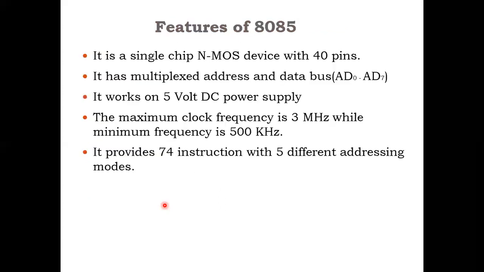Features of the 8085: it is a single chip NMOS device with 40 pins. It has a multiplexed address on the data bus, AD0 to AD7. It works on a 5 volt DC power supply. The maximum clock frequency is 3 MHz while the minimum frequency is 500 kHz. It provides 74 instructions with 5 different addressing modes.